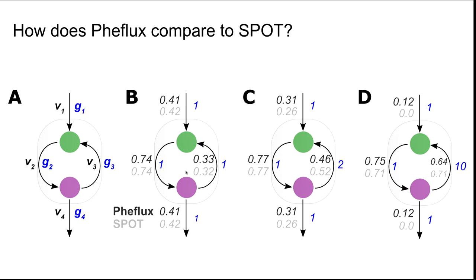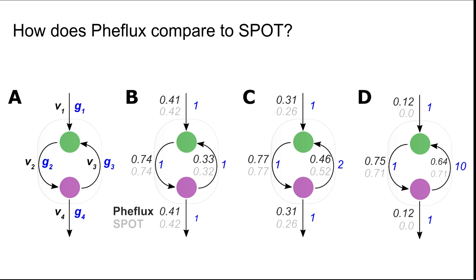In the first case, it's a uniform assignation of gene expression data. All of them get a unit of one. C is when you have double the amount of gene expression here compared to that one. And the third one is where you have one order of magnitude higher gene expression assigned to that reaction. So when you have a uniform distribution of gene expression data, FIFLUX and SPOT don't look too different. They're very similar to one another. But when you start having these types of differences, the predictions become evidently different.